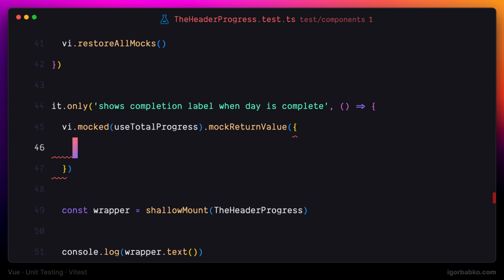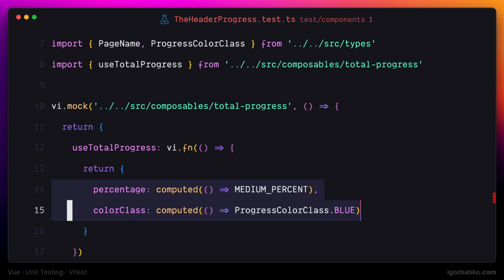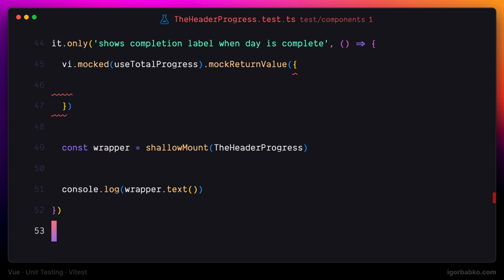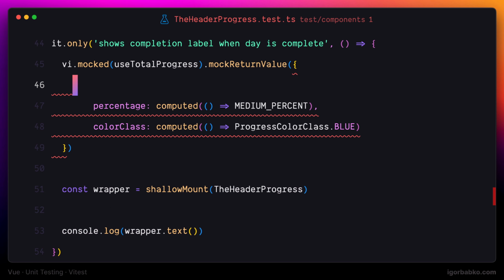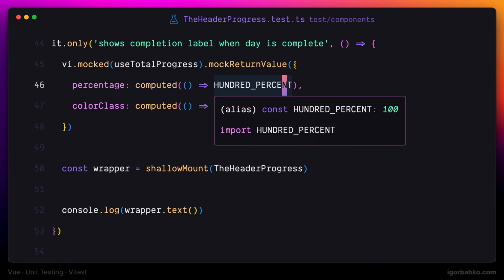In here I'm also going to use the same object shape, which should contain the properties percentage and colorClass. Both of those will be computed properties, just like in the original implementation. But this time, instead of using medium percent for the percentage computed property, we're gonna use 100% because we have to make this value equal to 100. And the 100% constant corresponds to a value of 100.